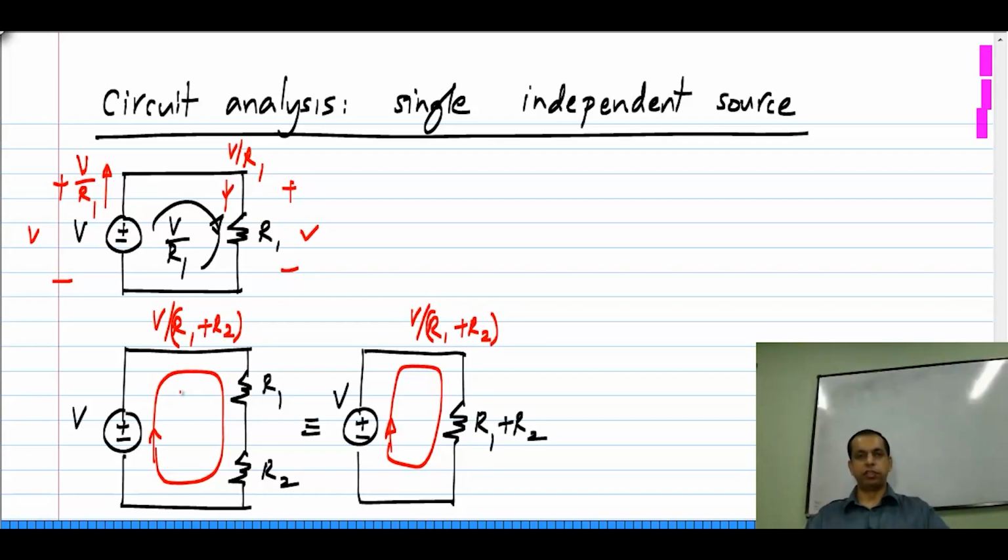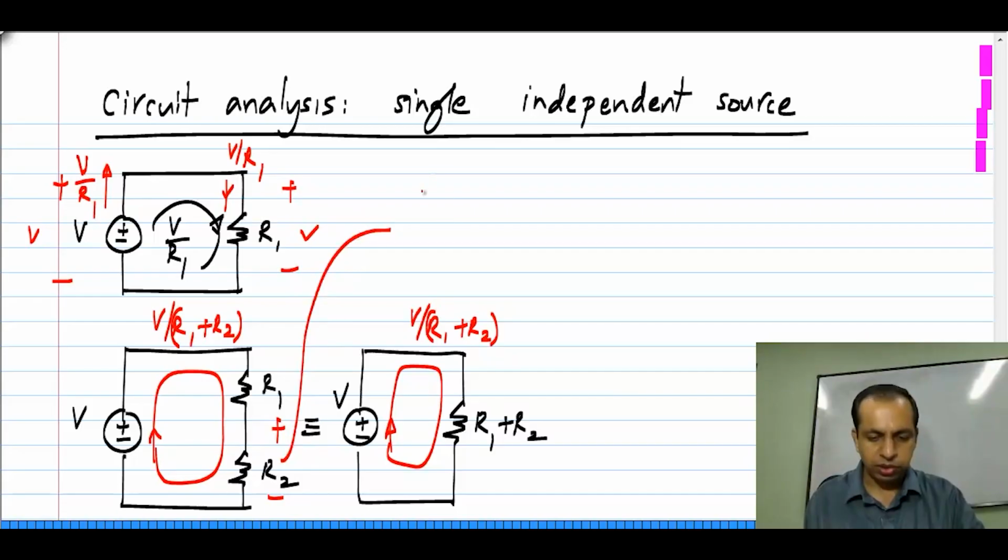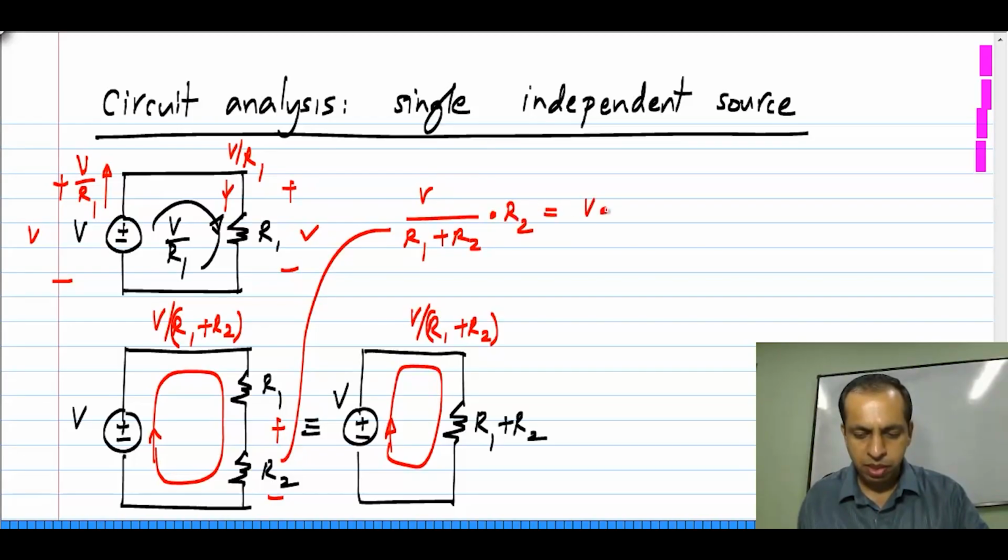Now, of course, you may be asked for anything. You could be asked for this current, in which case you already have it, or you could be asked for this voltage, the voltage across R2, which you can easily find by multiplying the current with the resistance value. So, the voltage across R2 is nothing but V by R1 plus R2, which is the current, times R2, which is the voltage, times R2 by R1 plus R2.